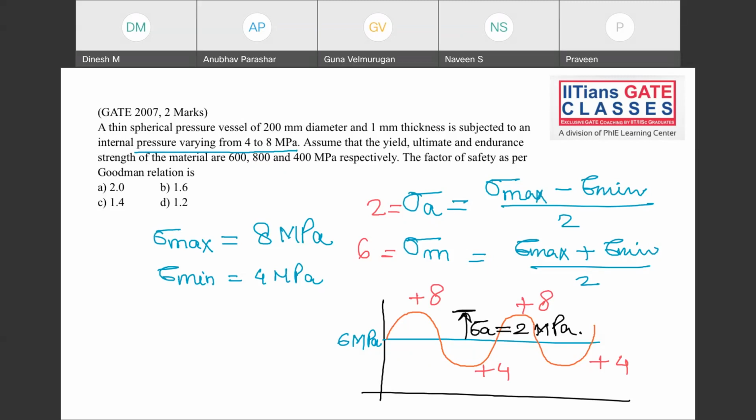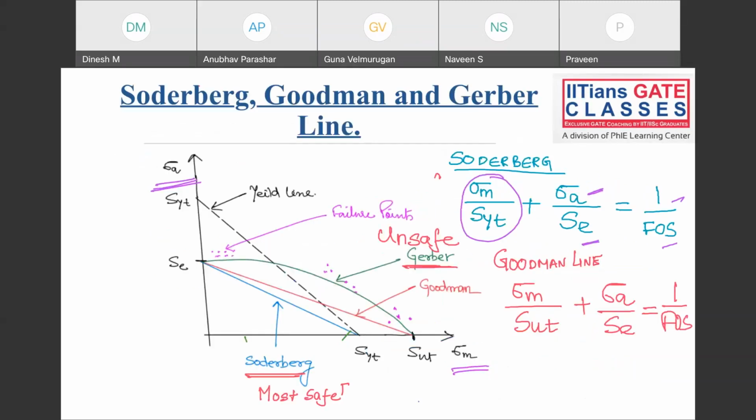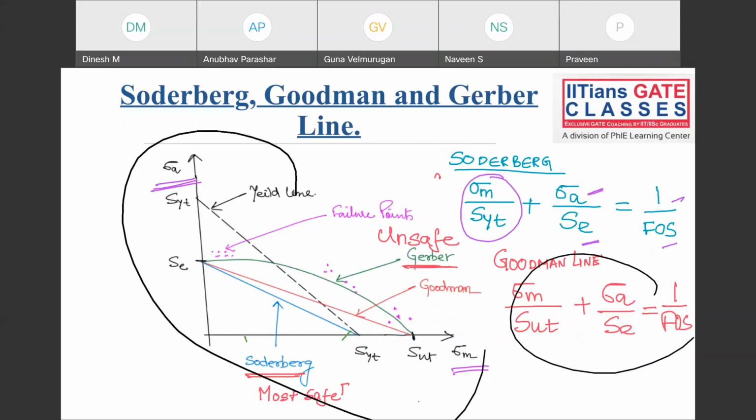So which criteria do you need to use? You need to use the Goodman, right? Do you remember the Goodman equation? Let us go through the Goodman equation once. Which is the Goodman equation? Okay? This you have to remember. It is better to remember it with the curve. If you cannot remember the equation, you can remember the curve. If you can remember the curve, it is easy to remember diagrams, right? So Goodman is sigma m divided by SUT, plus sigma A divided by SE.